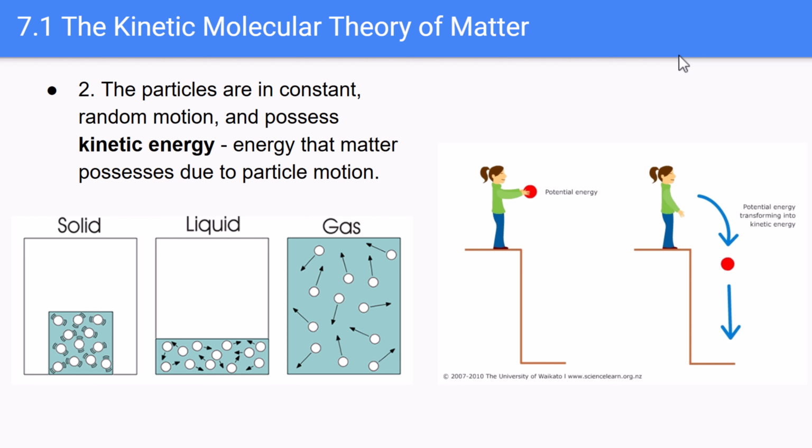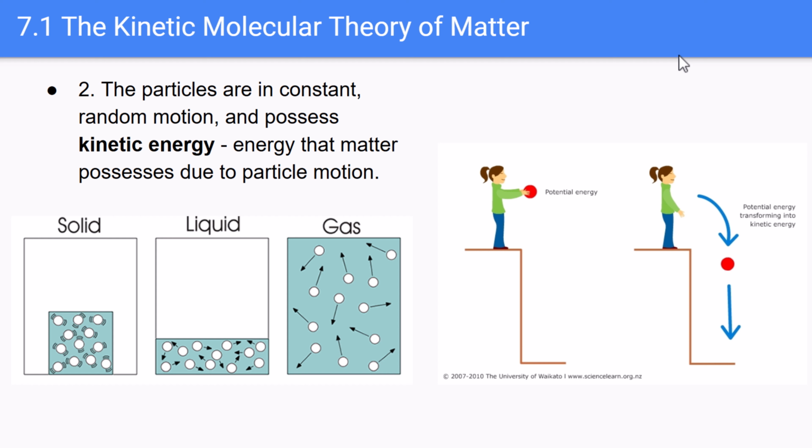So pretty easy to figure that out. The particles are in constant random motion and possess what is known as kinetic energy. That is the energy of movement. So regardless of what state of matter you are in, whether you are solid, liquid, or gas, you contain some form of kinetic energy. Now, the kinetic energy of different states of matter is going to be different because molecular movement in, say, gases, for example, is much greater than that of molecular movement in, say, solids or liquids.